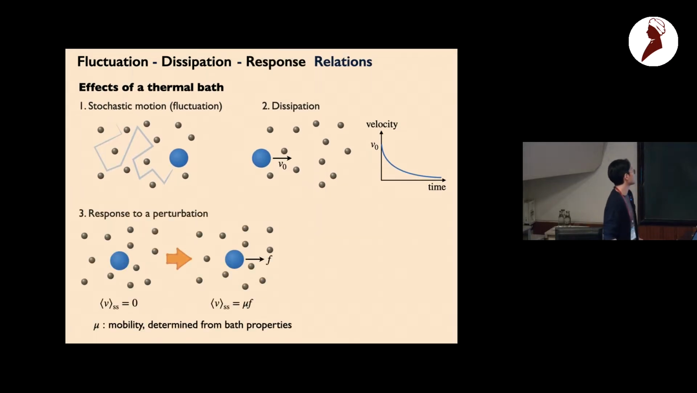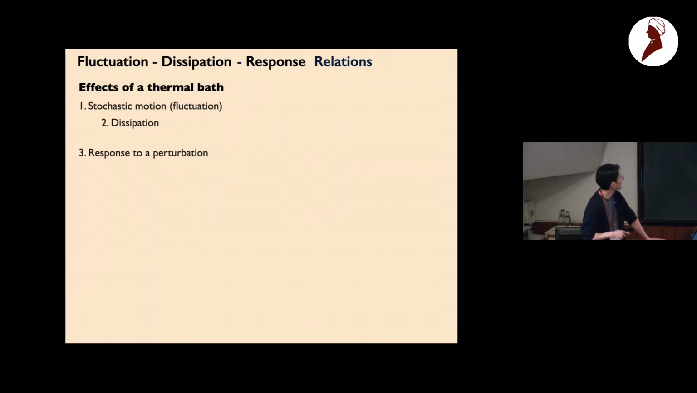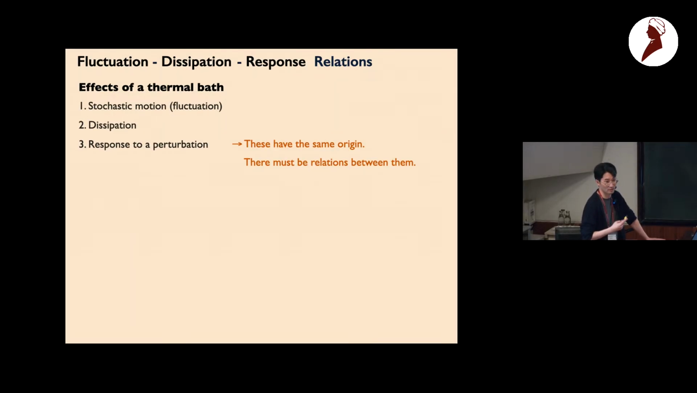The third important one is related to the response to a perturbation. Let's say this is the initial condition, the velocity equal to 0. Then if we apply some external force, it will move in this direction with a certain velocity. This velocity is determined in this way. Here mu is the response, or mobility, which is determined by the bath property. For example, if the bath is less dissipative, then the mobility will be higher, and vice versa. In such a way, these three effects have the same origin, so there must be a relation between them.